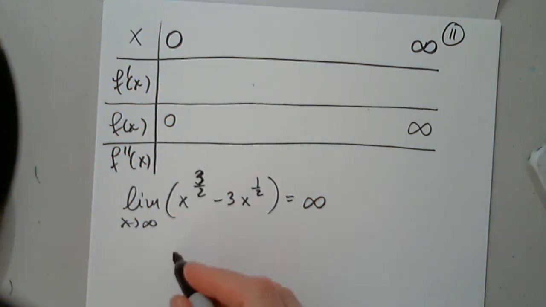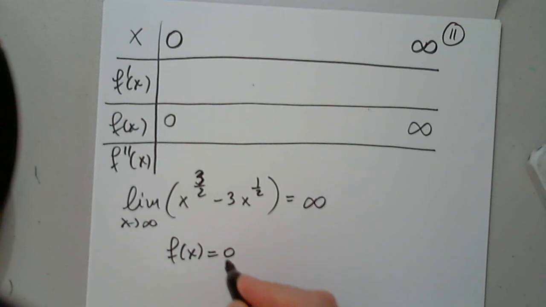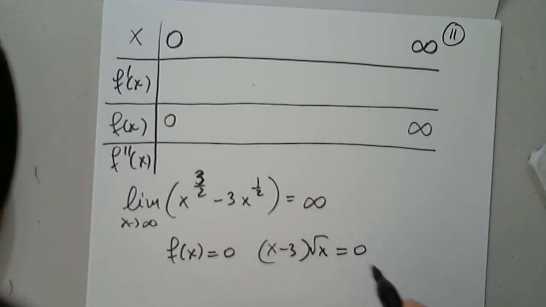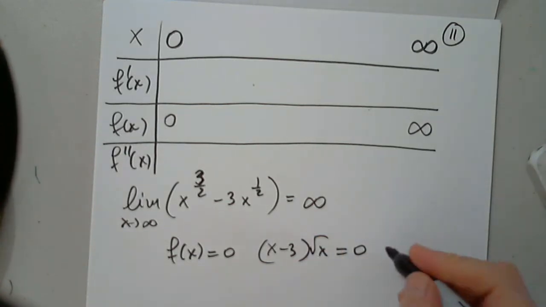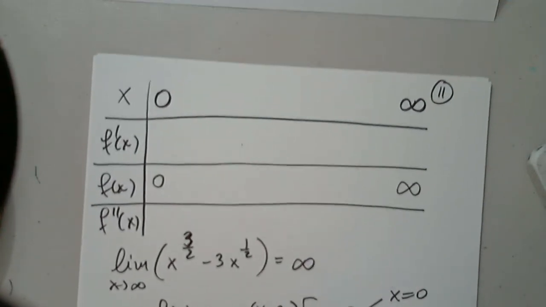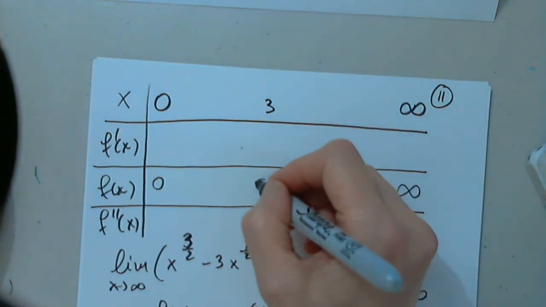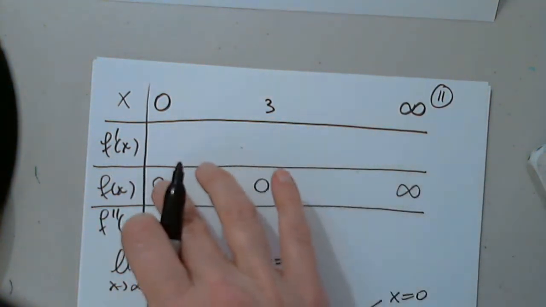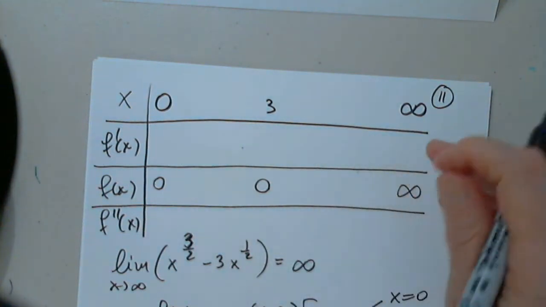I already plugged in 0, so now the only thing that I need to find is if there is anything else as the x-intercept. We already determined this. We already said x equals 0. And what is the other option? X equals 3. That's it. I'm done here. Now I move on to the first derivative.